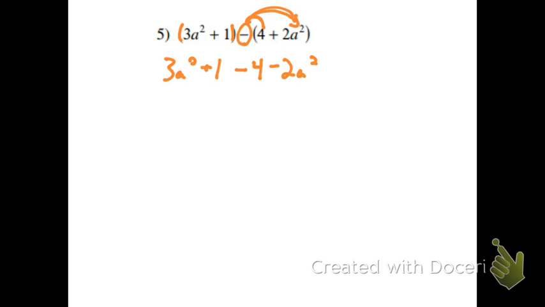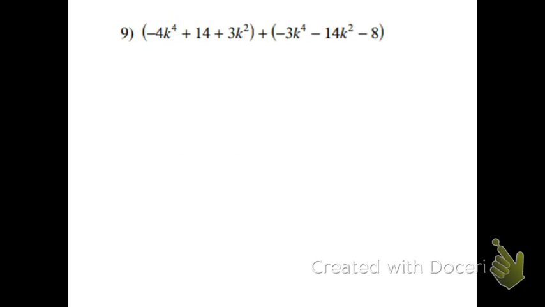Thank you. After that, you combine like terms. So 3a squared minus 2a squared is just a squared. And then I have 1 minus 4, which is negative 3. So that's going to be your difference right there, since it's a subtraction problem. All right, back to addition. I don't really like dealing with k's, but I'll do it anyway. So this is an addition problem, so I'm just going to rewrite everything exactly as it is. This is plus negative 3k to the fourth minus 14k squared and minus 8.